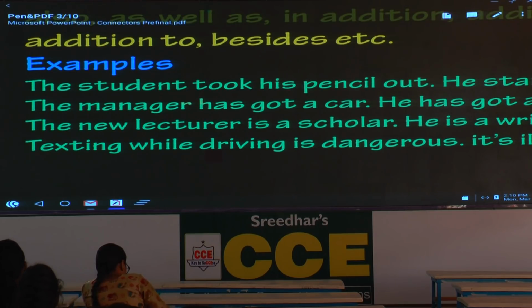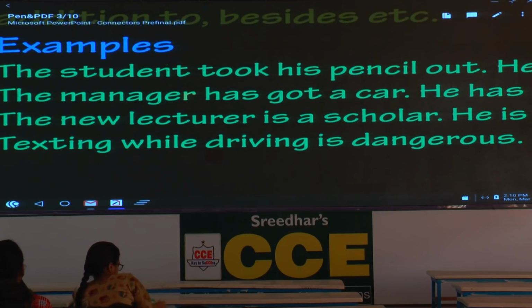First you write the sentence. The student took his pencil out. That is one simple sentence. Now what is a simple sentence? A simple sentence is one which has only one finite verb. Any sentence with one finite verb is a simple sentence. Any sentence with more than one finite verb could be a compound sentence or a complex sentence.